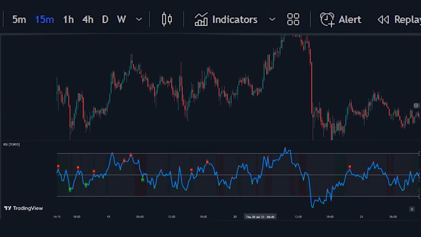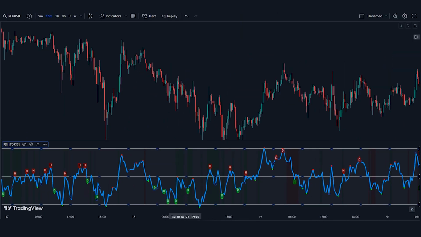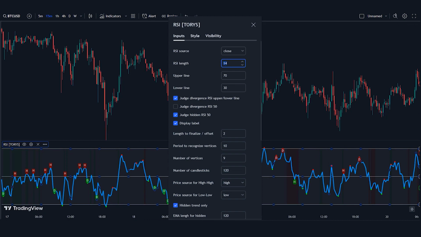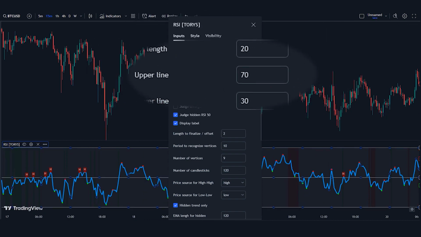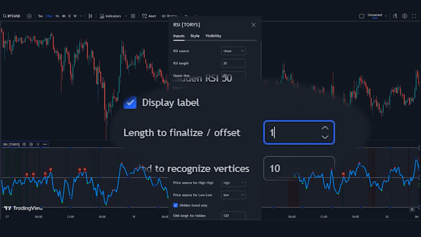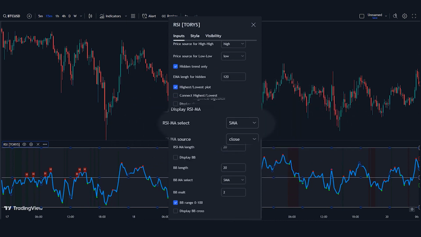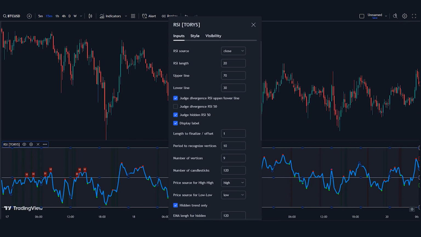Okay, so after application, we'll need to tweak its settings to increase the win ratio. Click on Indicator Settings and switch to the Input tab. Check the second option, change the RSI length to 20. Ensure that the upper line is 70 and the lower line is 30. Afterward, find the highest possible length and change this from 2 to 1. Scroll down, change RSI MA from SMA to EMA, and below change BBMA to EMA. Recheck the settings and press the Apply button.